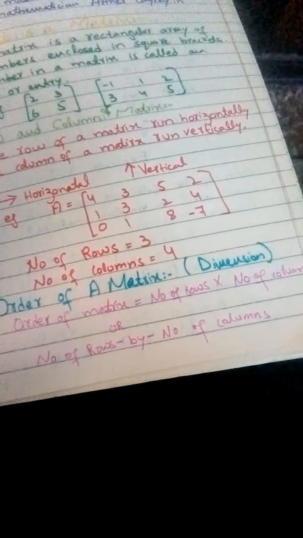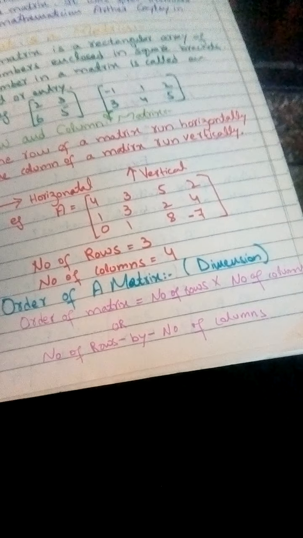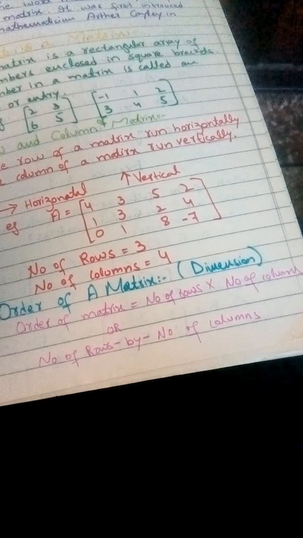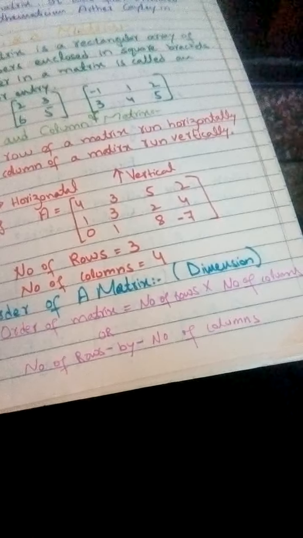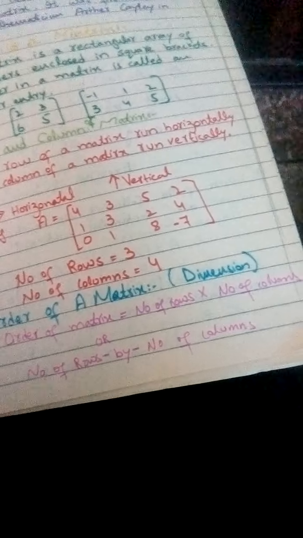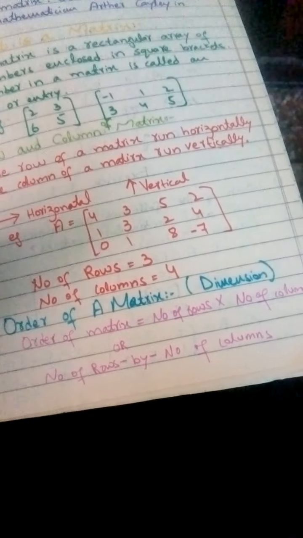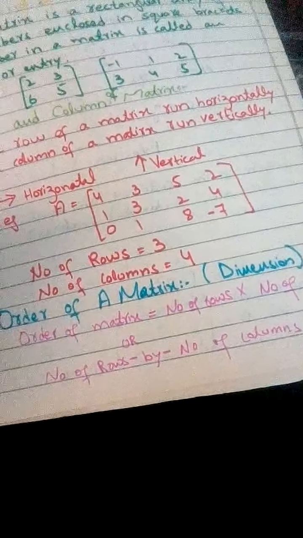Now, what's the order of a matrix? How will you find the order of a matrix? You can find the order of any matrix only if you know the rule. What's the formula? The simple formula is number of rows multiplied by number of columns.